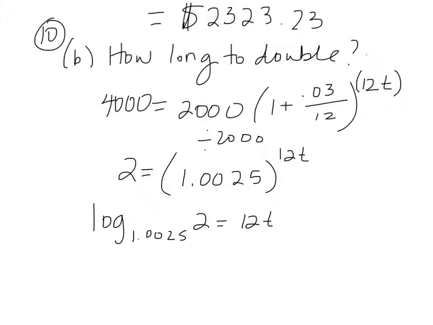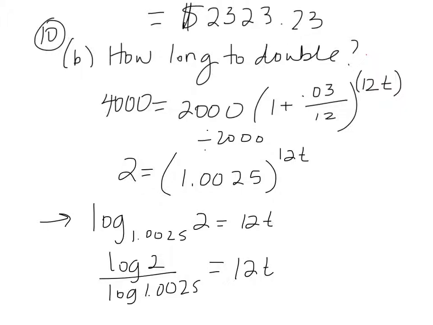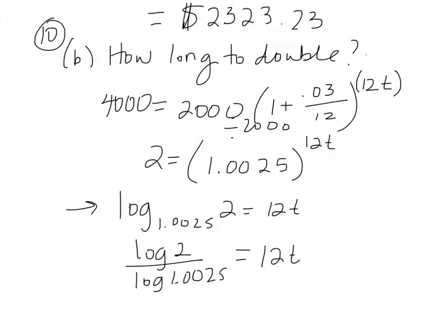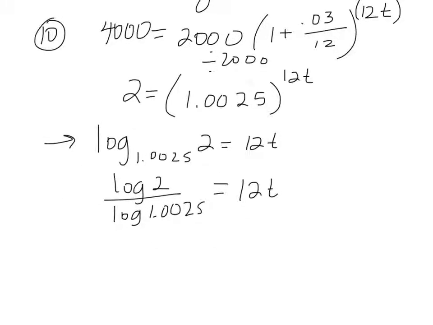So I always said when in doubt, switch. So a lot of you guys are probably going to do this way, which is fine. So you would then write in your log form, or with your change of base formula. So that's the change of base formula. So you'd get that. Okay, so now you're at the point where you need to figure out what log of 2 over log of 1.0025 is. So log of 2 divided by log of 1.0025.